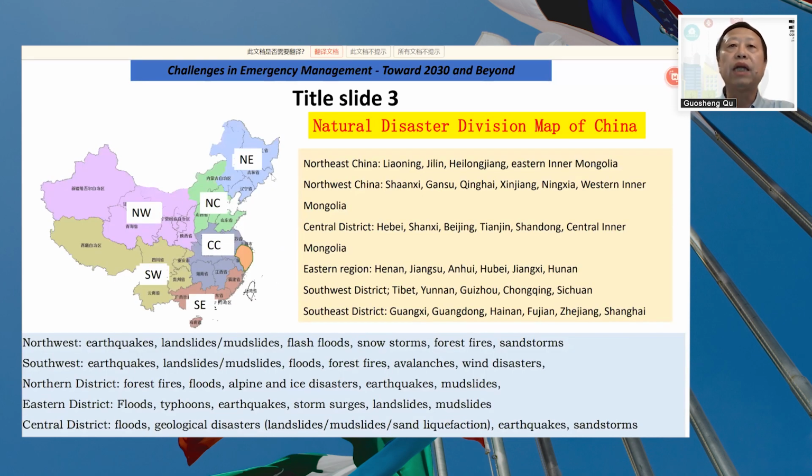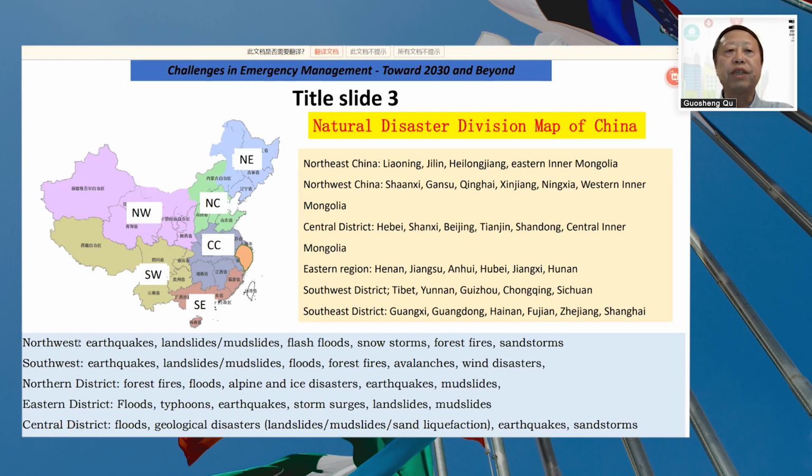Here we know China is a natural disaster impacted area. This is the National Disaster Division map of China, and we can divide it into 6 regions: Northern China, Northwest China, Central District, Eastern region, Southwest District, and Southeast District. The different colors show the different disaster areas, and in the different areas, the types and degrees of disaster are different.